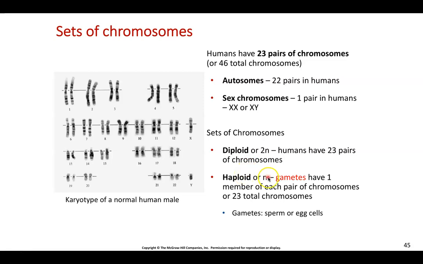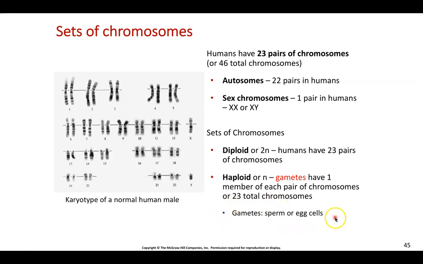However, if you only have one set of each chromosome, so for instance, if you looked at this picture and it wasn't two chromosomes in position 6, it was just 1 in 6, 1 in 7, 1 in 8, 1 in 9, and so on. That's going to be haploid or N. So that just means you have one set. If something is haploid, we can also call it a gamete. And gametes only have one member, one component of each pair of the 23 chromosomes.